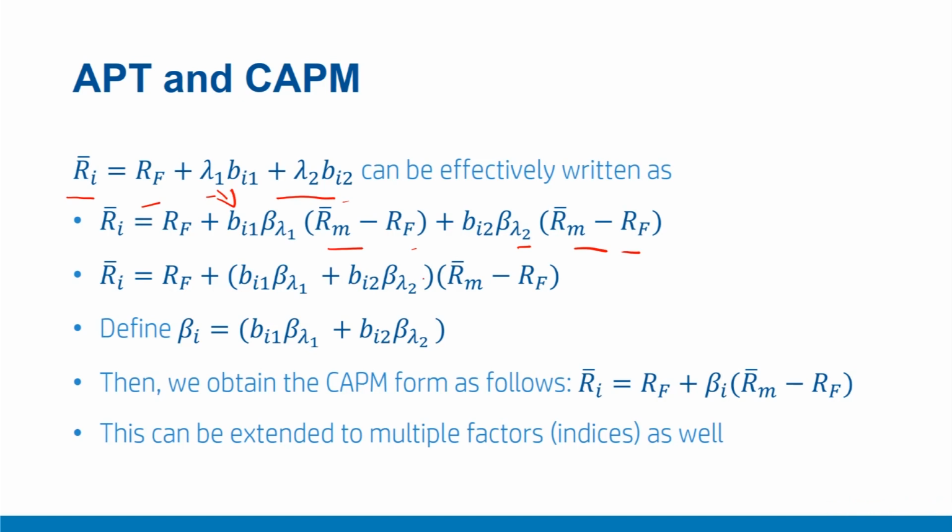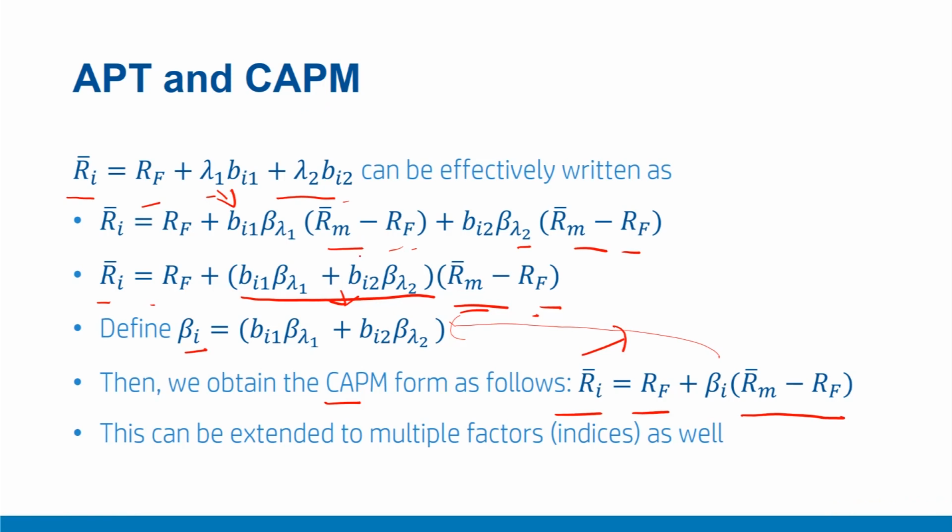Simplifying this expression, we can take out Rm bar minus Rf, which is common to both these terms, and therefore the resulting expression is Ri bar equal to Rf plus this combined term into Rm bar minus Rf. Let's simplify this and call it beta I. And this results in an expression which is very similar to CAPM, which is Ri bar equal to Rf plus beta I, where beta is this, times Rm bar minus Rf. And this analysis can be extended to multiple factors or indices as well.